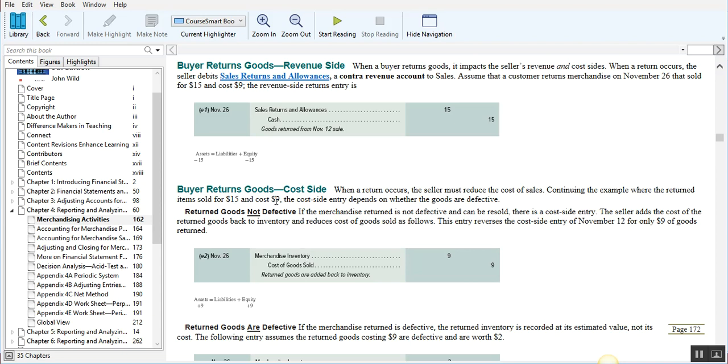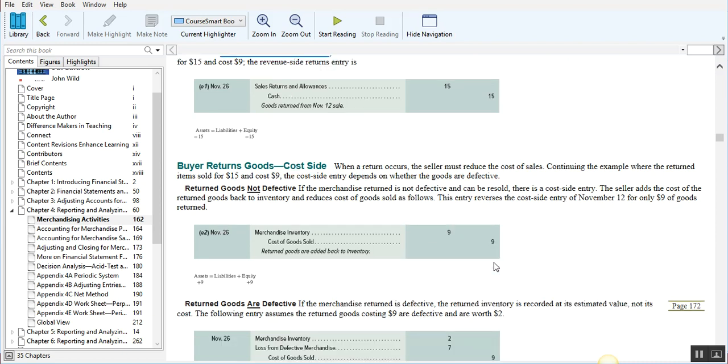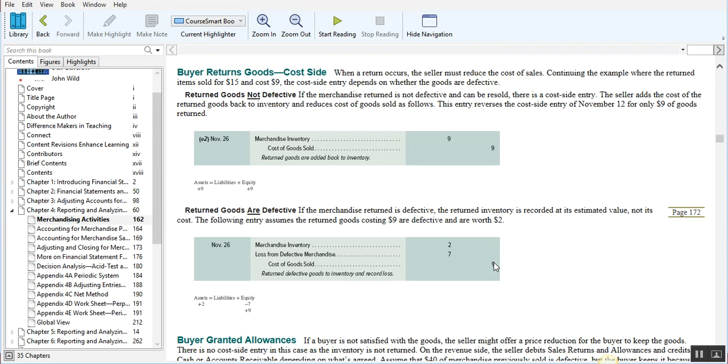So the cost was $9. They gave us that in a problem. So we're going to add that back to inventory and take it out of cost of goods sold, which is a debit to inventory, credit cost of goods sold.